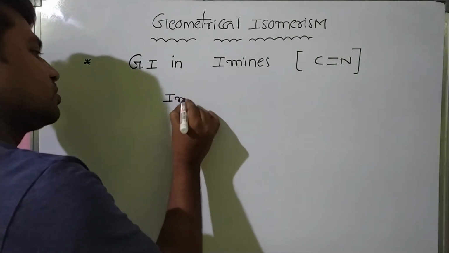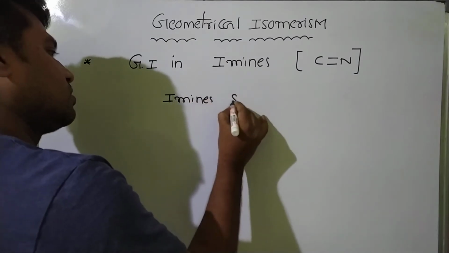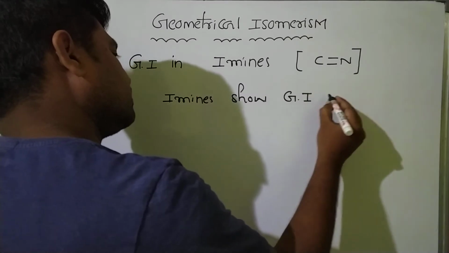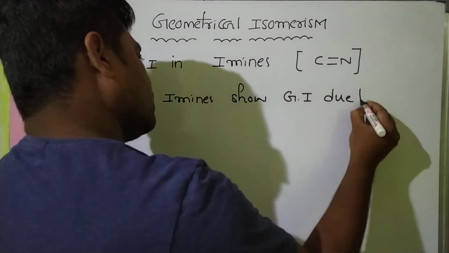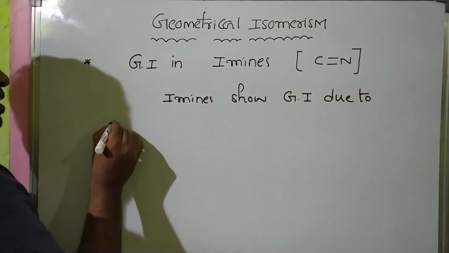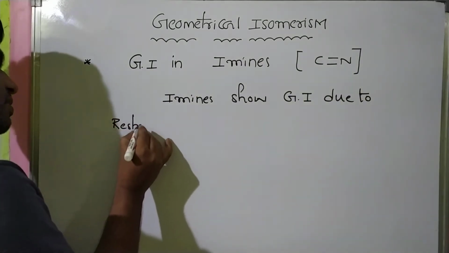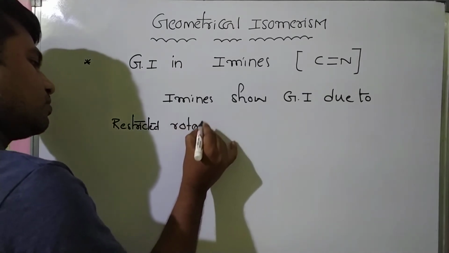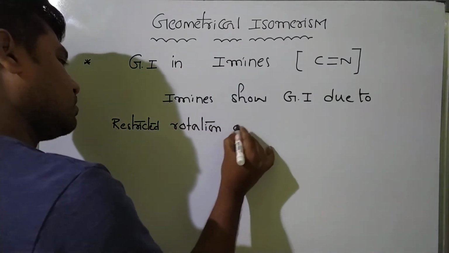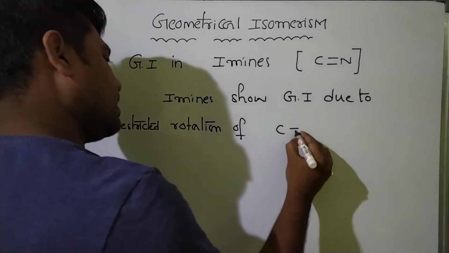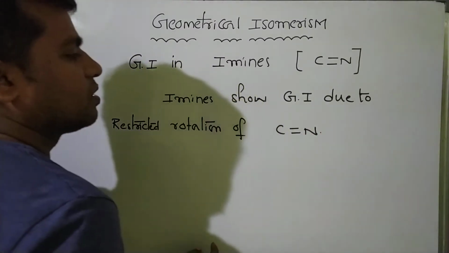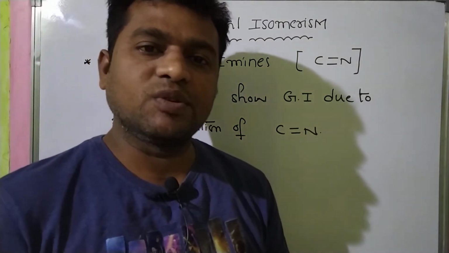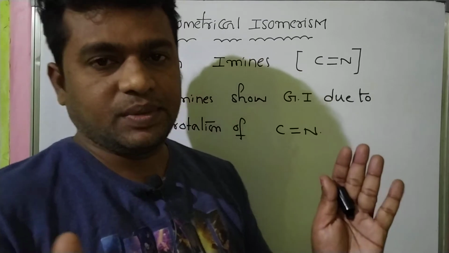Imines show geometrical isomerism due to restricted rotation of the carbon nitrogen double bond. So this is the main reason for exhibition of geometrical isomerism by imines.